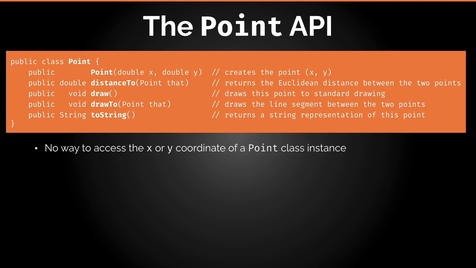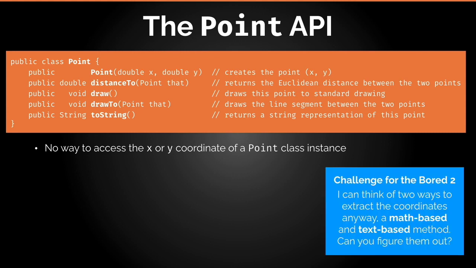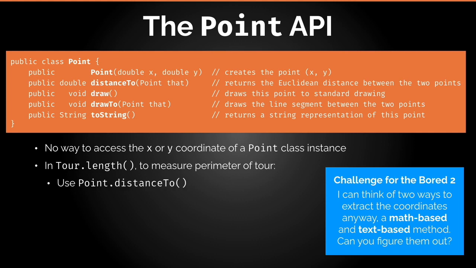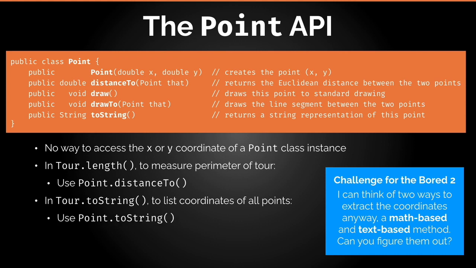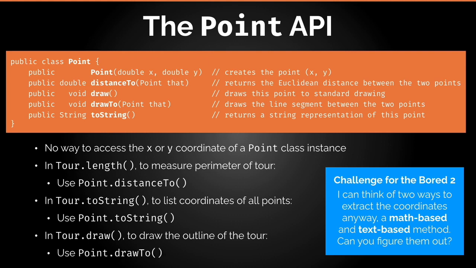So there's no way to access the x and y coordinate of a point class, and that's intentional. So, challenge of the board: can you think of a way to use either a math-based or text-based way of extracting the coordinates from the points? In tour.length, to measure the perimeter of the tour, you use point.distanceTo. In tour.toString, to list the coordinates of all points, you use point.toString. And in tour.draw, to draw the outline of the tour, you're going to use point.drawTo.